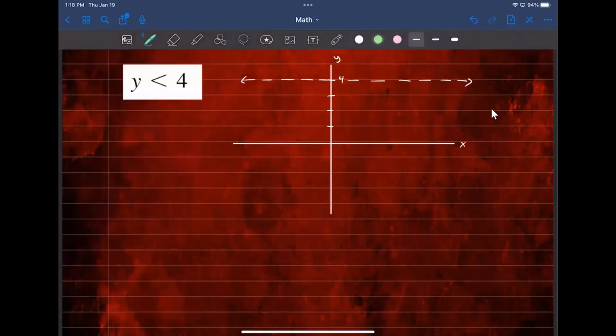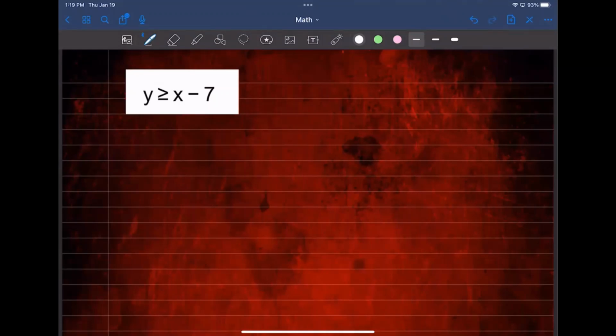So now that we know that, we want to shade in everything that's less than 4. So less than 4 would have to be this way right here. So this lower half of the plane is the solution region to this particular inequality.